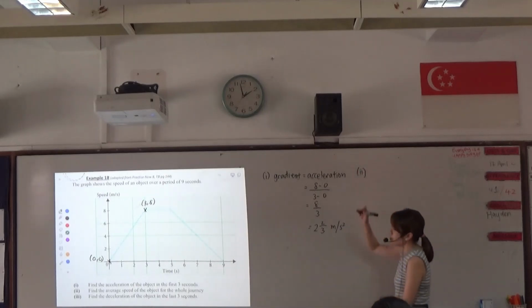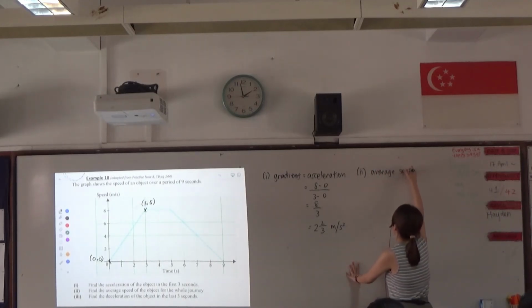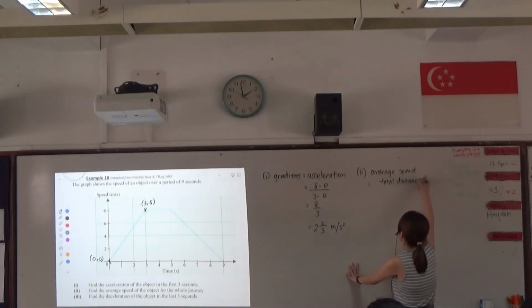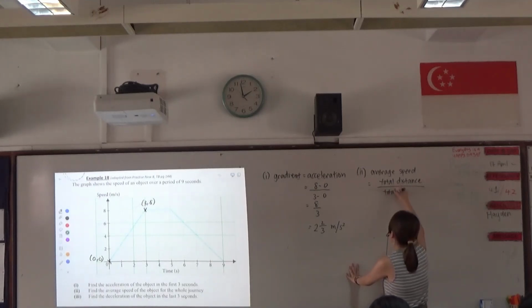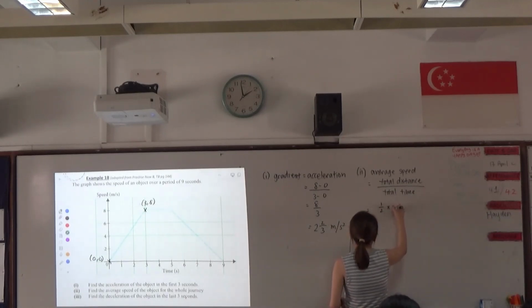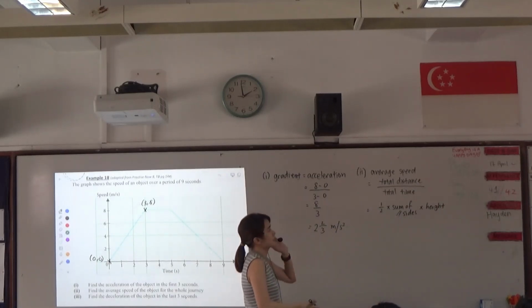Then part 2, we want to find the average speed. What is the meaning of average speed? Total distance over total time. And how will we find the total distance in this case? The area under the graph, and in this case, what shape do we have? Trapezium. Formula for trapezium is? Half times sum of parallel sides times the height, the perpendicular distance of the parallel sides.